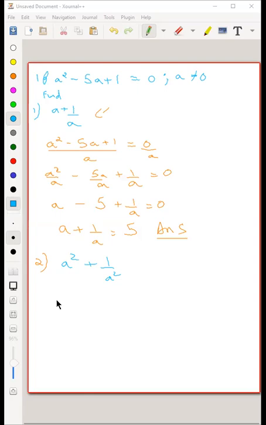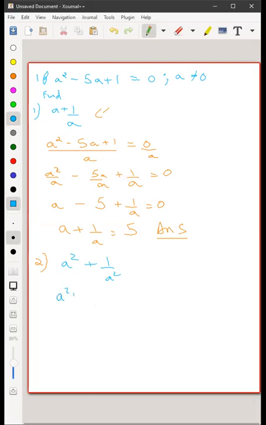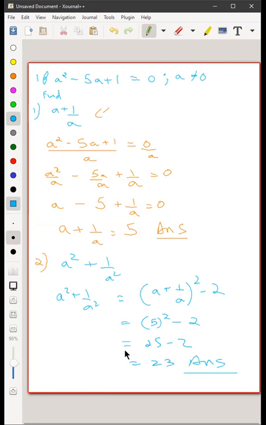So we know that a squared plus 1 upon a squared is equal to a plus 1 upon a, the whole thing squared, minus 2, right? So what is a plus 1 upon a, the whole thing squared? That will be 5 squared, which is 25, minus 2, which is 23. Right? So how did you get 27? Why did you do plus 2?